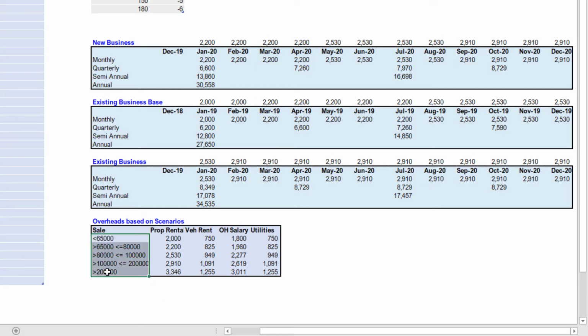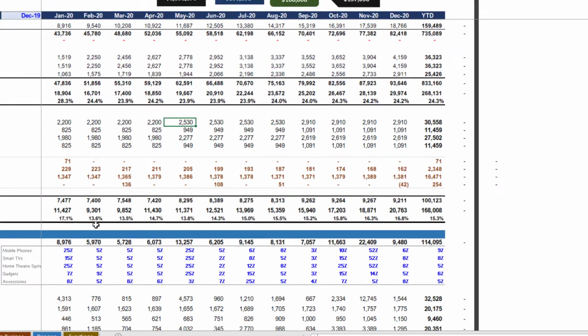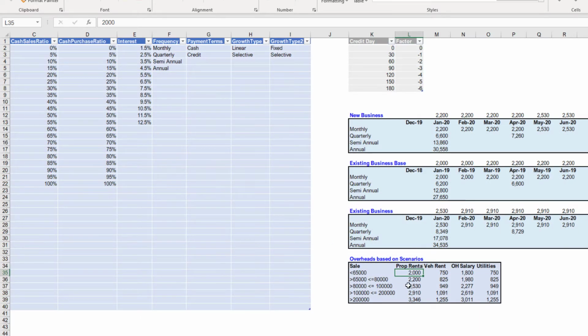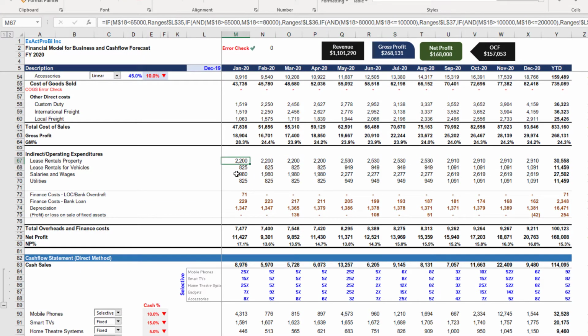So this is based on monthly sale. Now this can be manipulated the way you want. If you think that you're going to do up to $200,000 a month sale for your business with the same amount of property rental, ignore this complete scenario. You can go to your model here and just put a hard key input of 2000 directly. But if you want to keep this kind of dynamic analysis, you can use this kind of formula. So here the formula is actually an if statement, which is a complex one.